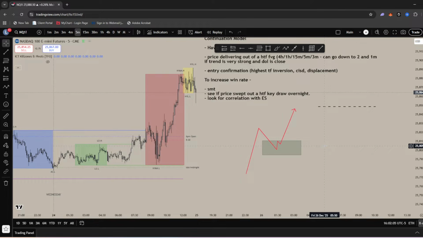And the last one is going to be looking for correlation with ES. We want to see NQ kind of doing similar things to ES. So NQ, if we're trying to look for a long on NQ out of a 15-minute gap, we want to see ES continuing to hold that bullish 15-minute gap so that they're both correlated and they're both going to be going up, because NQ and ES, again, are correlated assets.